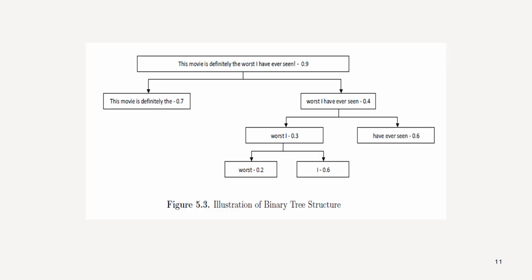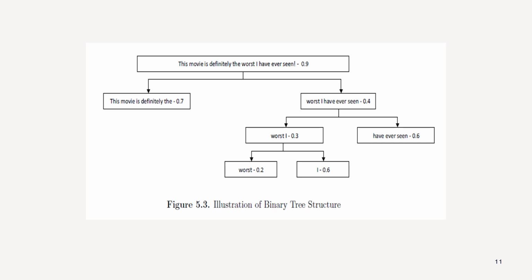This example demonstrates sentiment analysis using a sentiment scoring system where negative sentiments are assigned lower scores. Each sentence or phrase is assigned a sentiment score, with higher negative sentiments receiving lower scores. In this case, the phrase "This movie is definitely the worst I have ever seen" is given a sentiment score of minus 0.9, indicating strong negativity. As the sentence becomes less negative or shifts in context, the score increases accordingly.